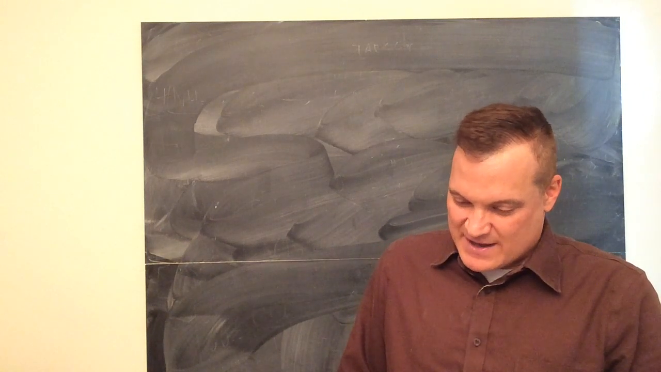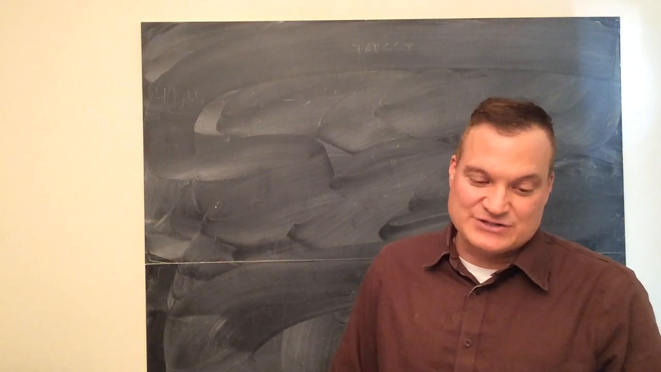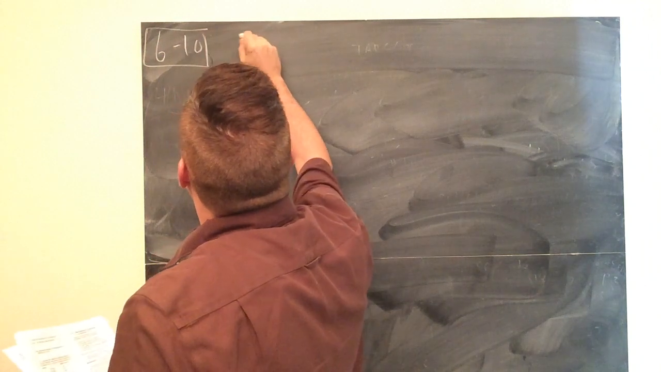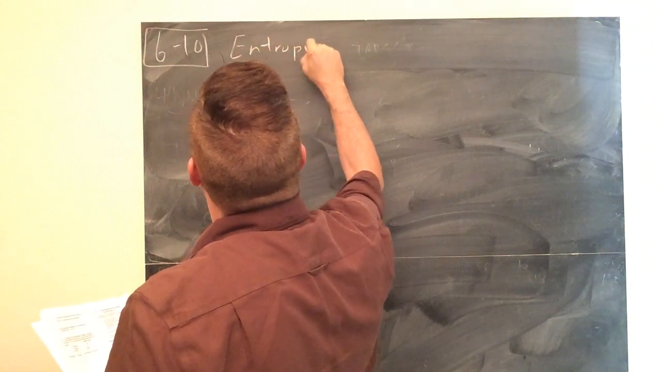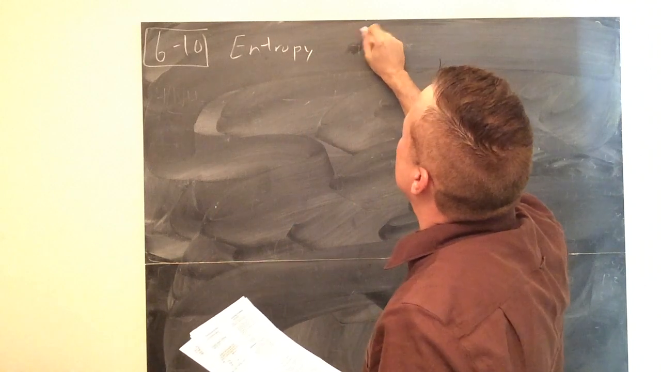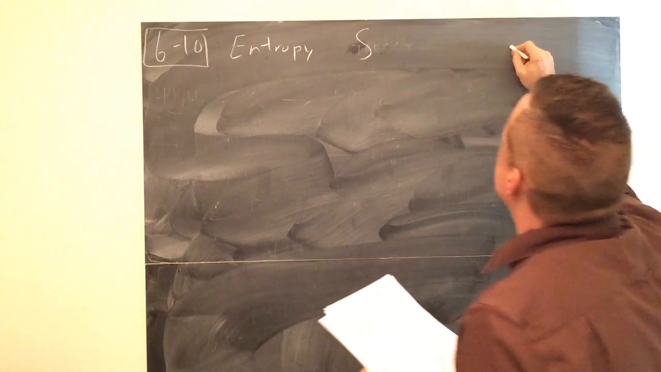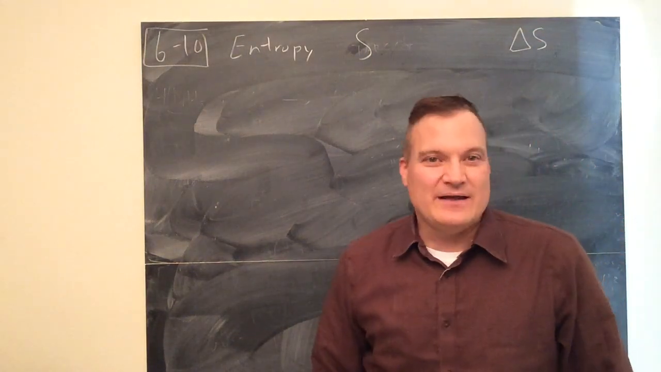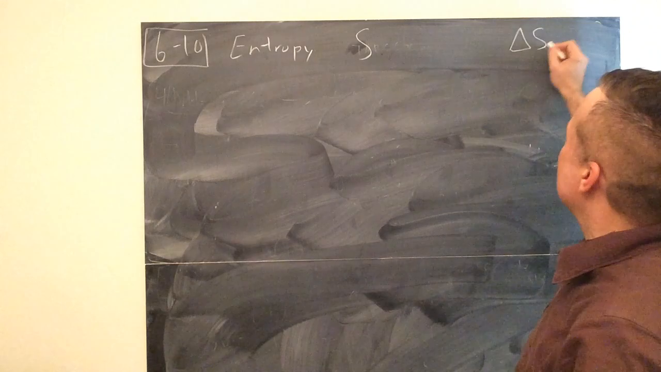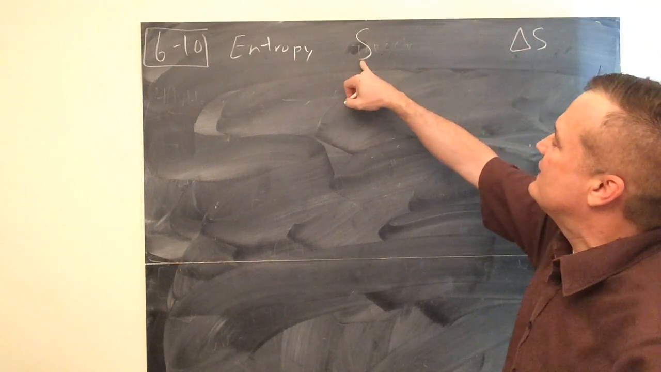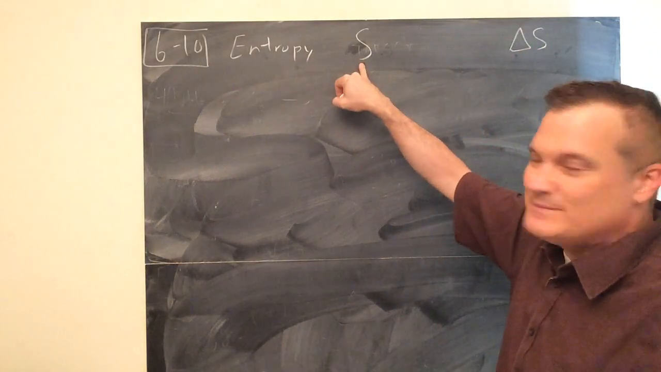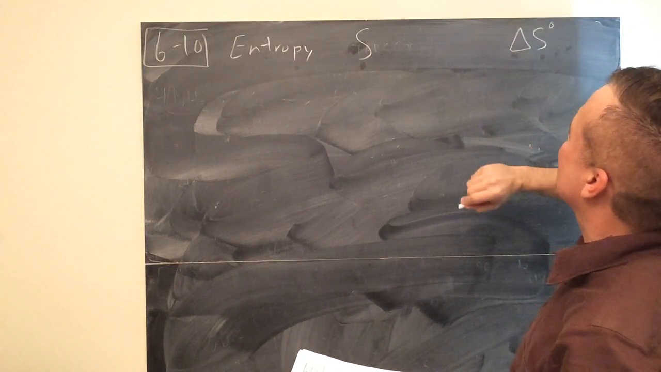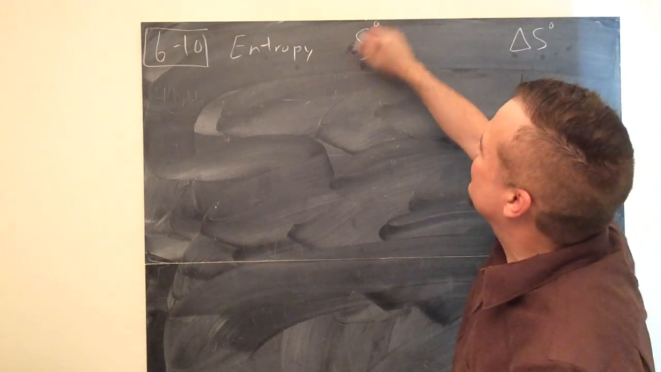Section 16.10 just talks about spontaneous processes and entropy. So really, we're mainly going to define it. The symbol for entropy is S. Change in entropy is what we care more about. Entropy is a state function, just like enthalpy is. I'll tell you what it is in a minute. That means the change in entropy. That means the standard change in entropy. That would mean standard entropy.